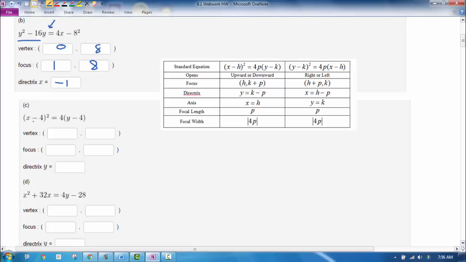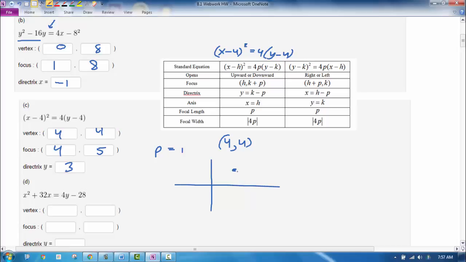All right, so the next one is already in this form, so we can write it right above here. x minus 4 squared equals 4 times y minus 4. You can compare and see p is 1 for this problem, and h and k are 4, 4. So when it wants the vertex, that's just 4, 4. The focus then is h, which is 4, and then k plus p, so it'd be 4 plus 1, which is 5. And the directrix is the line y equals k minus p, so it'd be 4 minus 1, which is 3. So once again, you could graph these if you want.